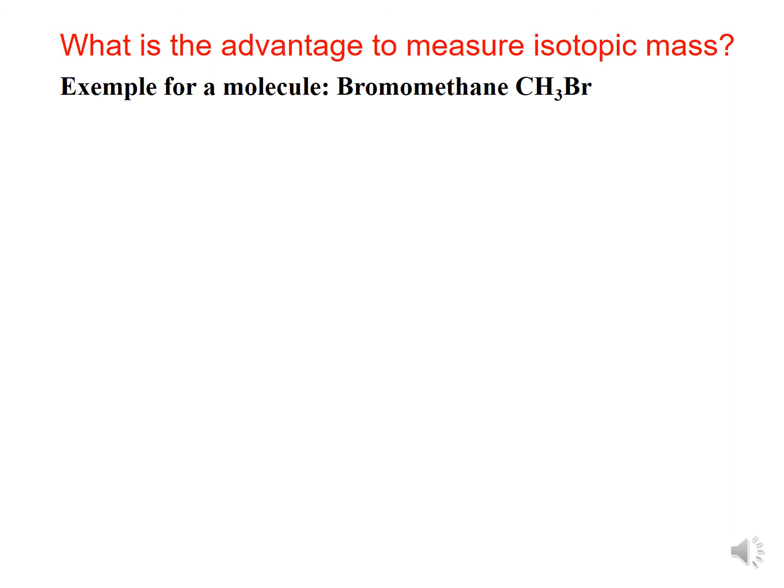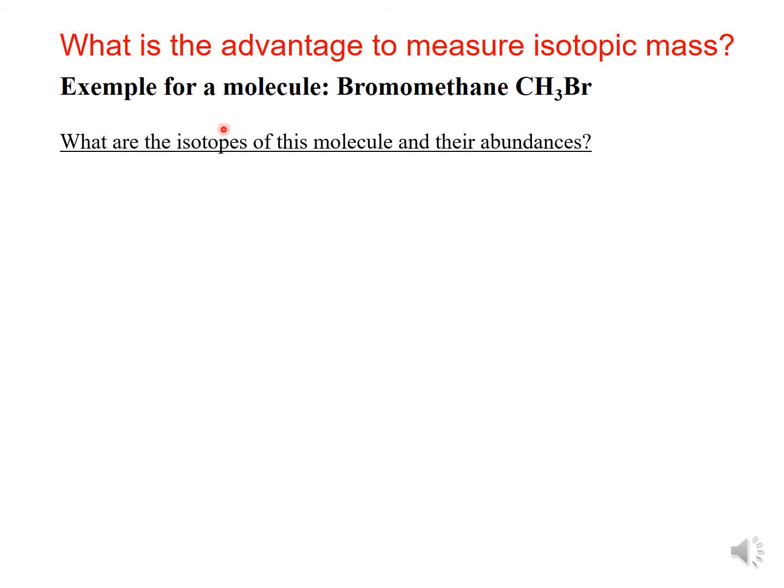So concerning now the example of molecules, that was for the elemental analysis. Now you have an example for molecules, the example of bromomethane, CH3Br. What are the isotopes of the molecule? So I have the question: what are the isotopes of this molecule and their abundance, of course. The first one has a carbon, 3 protons, and a bromide. The carbon is like this.